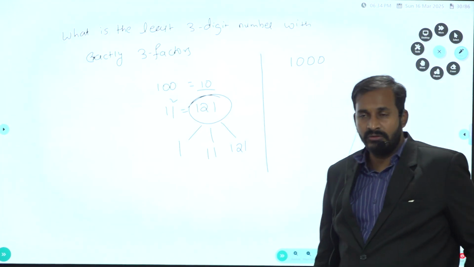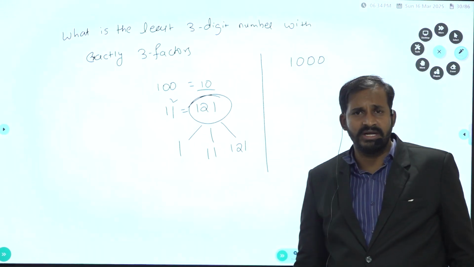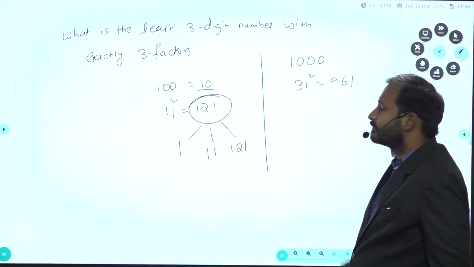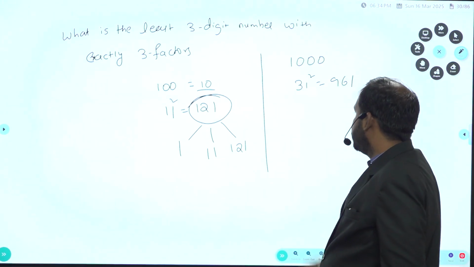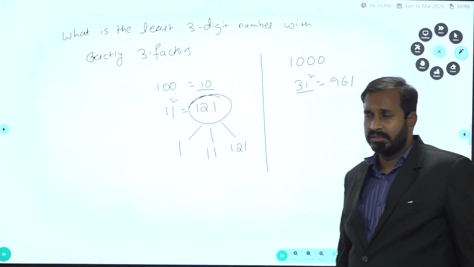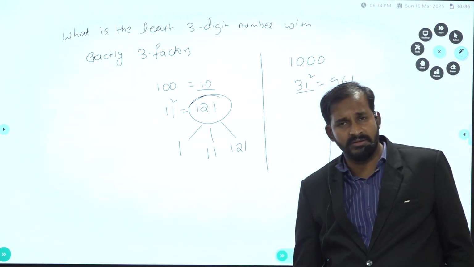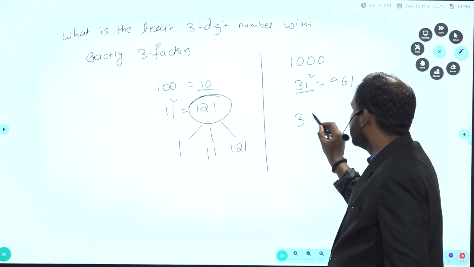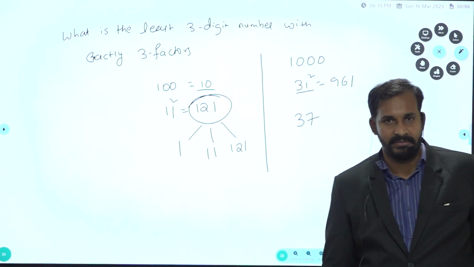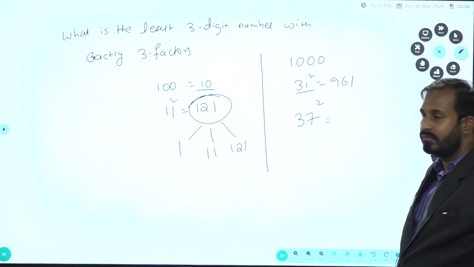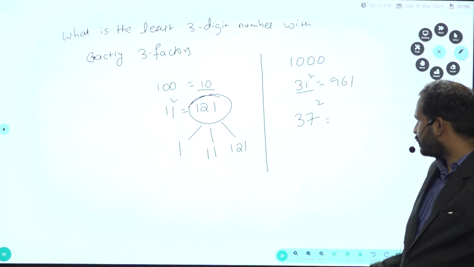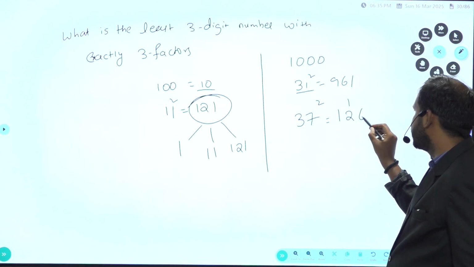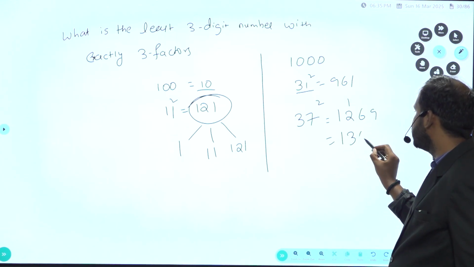Okay, so 1000 is the least 4-digit number. What is the perfect square nearer to 1000? We all know that 31 square is 961, which is the square of a prime number, but that is not matching. What is the next prime number after 31? 37. 37 is the next prime number. So what is 37 square? 37 square is 1369.